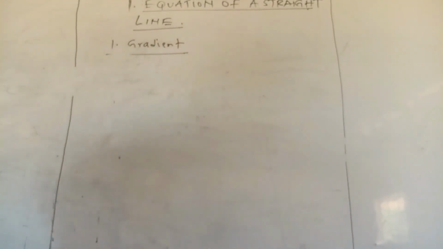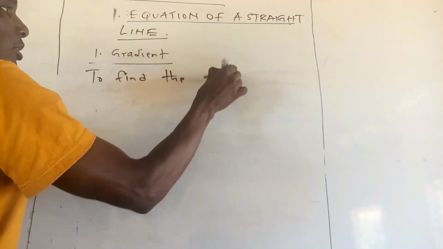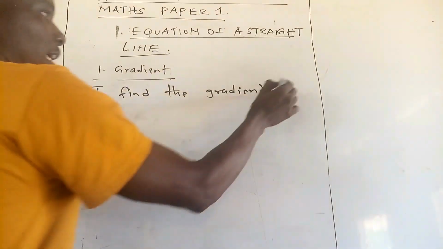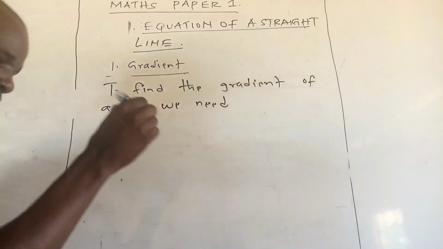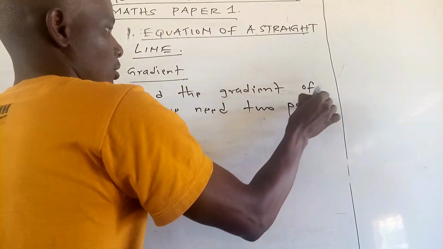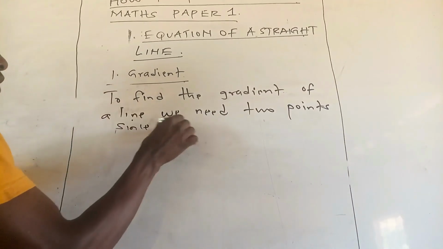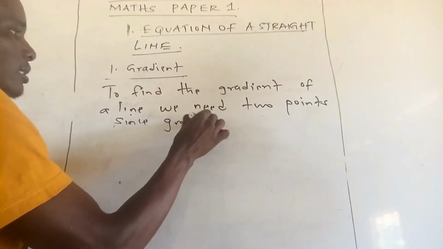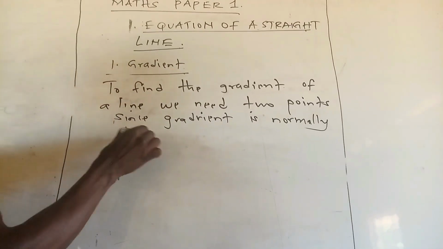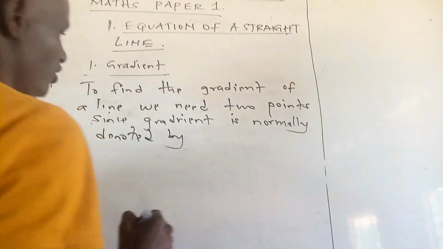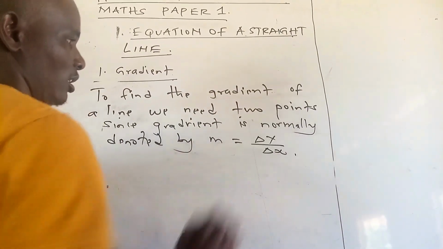Okay, how do we now find the gradient? So to find the gradient of a line, we need 2 points. Since gradient is normally denoted by m, which is normally given as change in y over change in x.